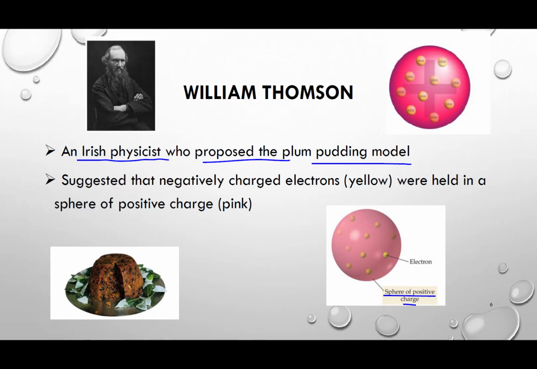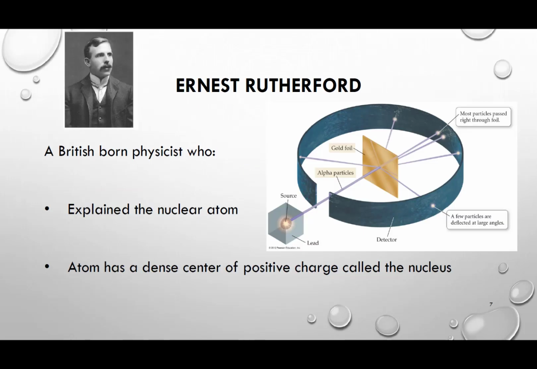One more time: if you think about a raisin cake, the sponge will be the positive charge, and the raisins are going to be the electrons. The electrons are held in the sphere of positively charged species. That's what he proposed. But what happened was that the next scientist, Ernest Rutherford, a British physicist, explained the nuclear atom using the gold foil experiment.